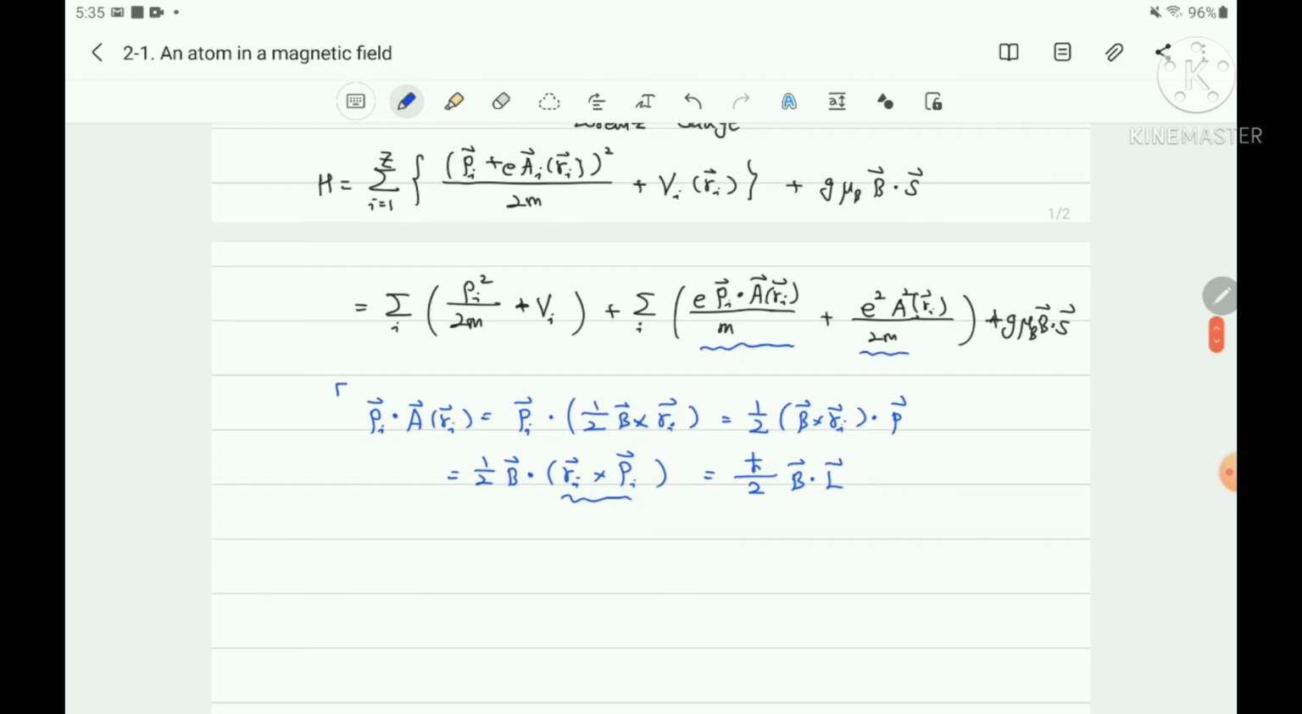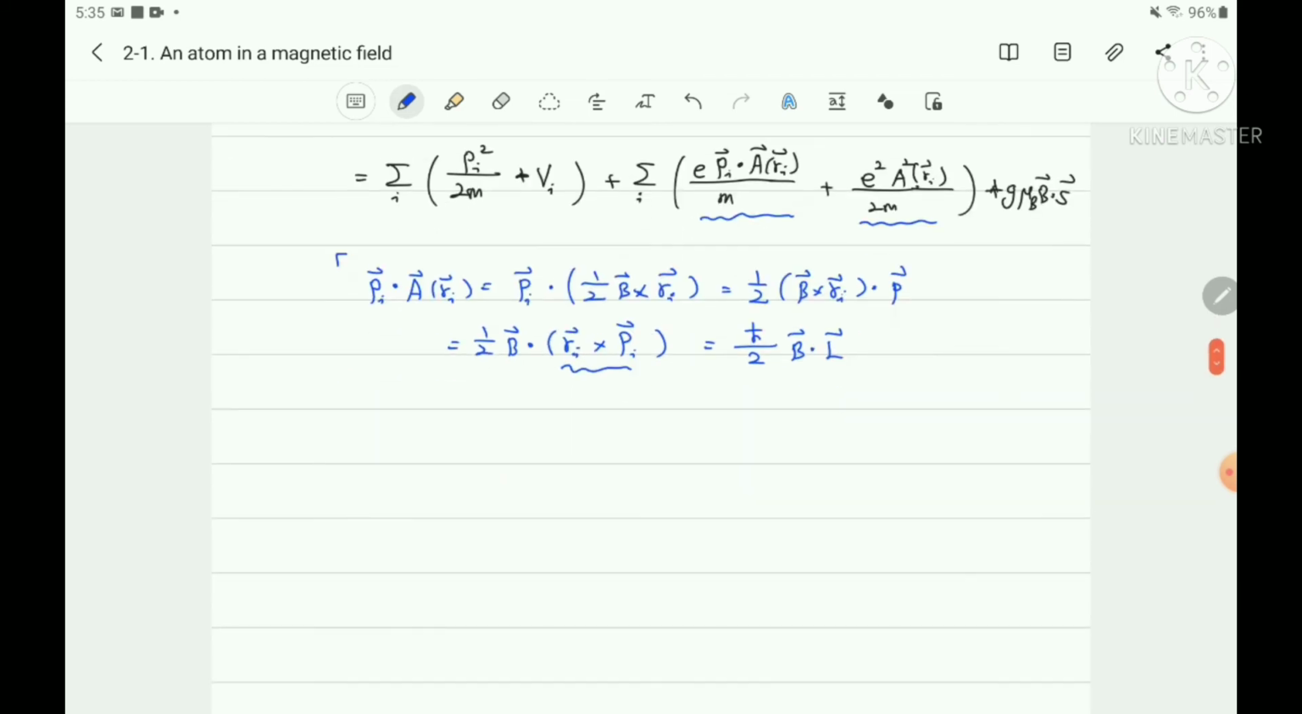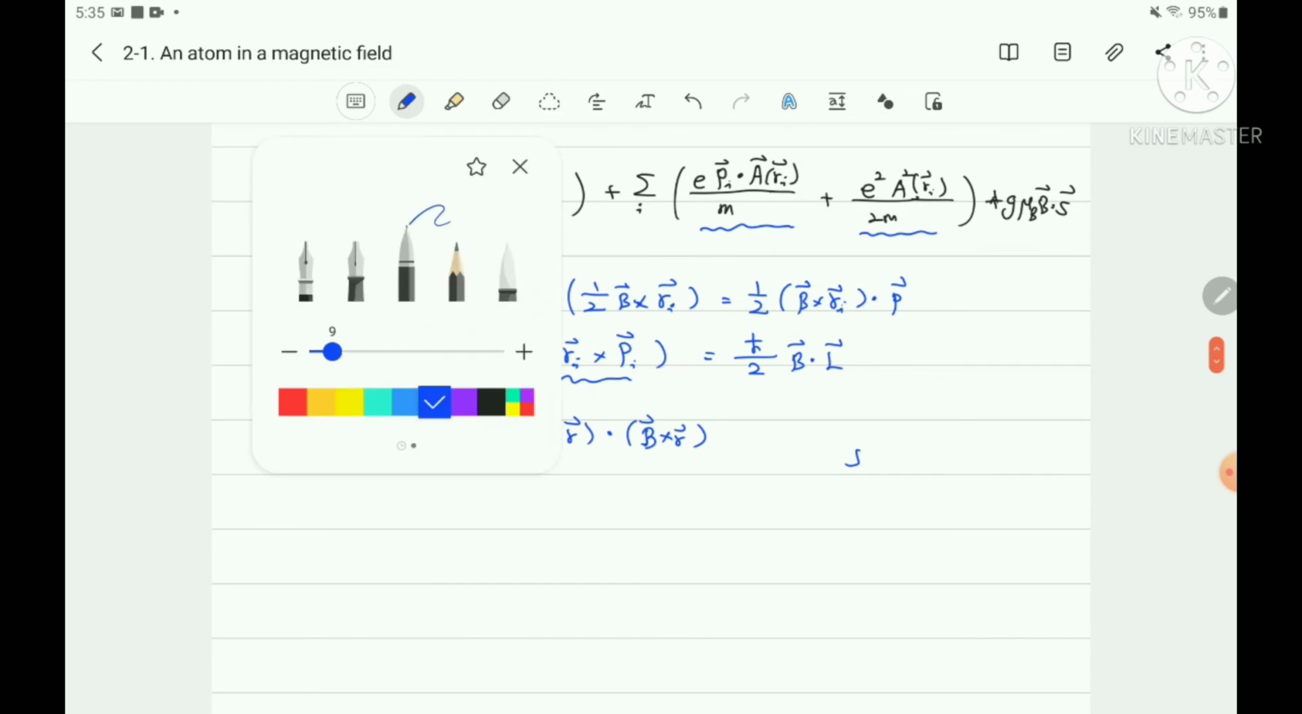And also, in the third term, we should have the A squared. It is 1/4 B cross r dot B cross r. Anyway, let's summarize.